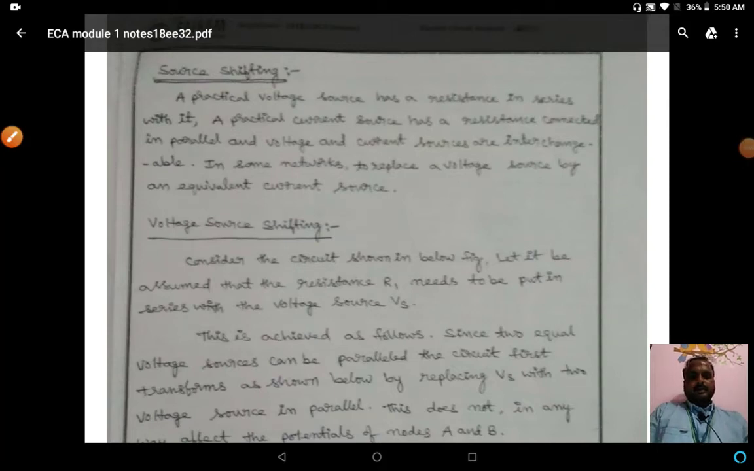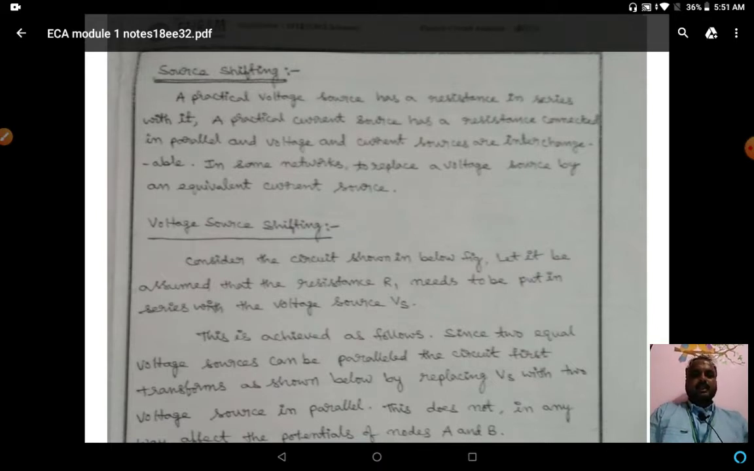Hi everyone. In this video, we will discuss the source shifting concept and some problems based on source transformation and source shifting. In the previous video we saw source transformation. The source transformation and source shifting concepts are used to reduce a complex circuit to a simple circuit.